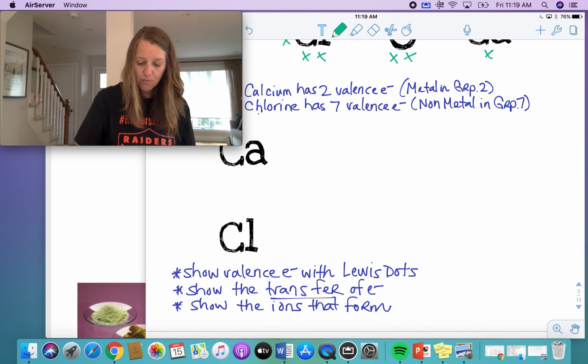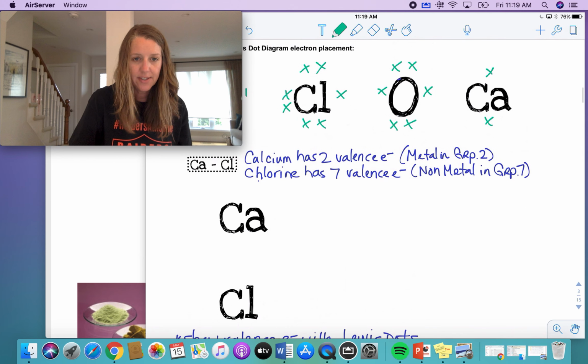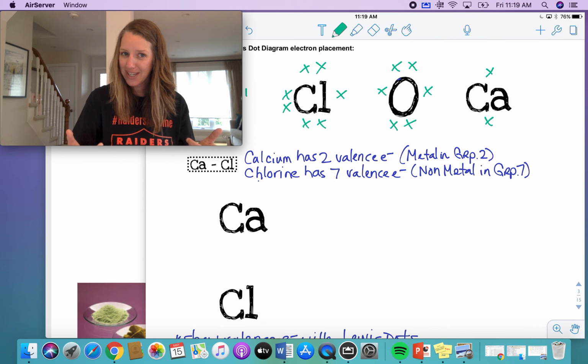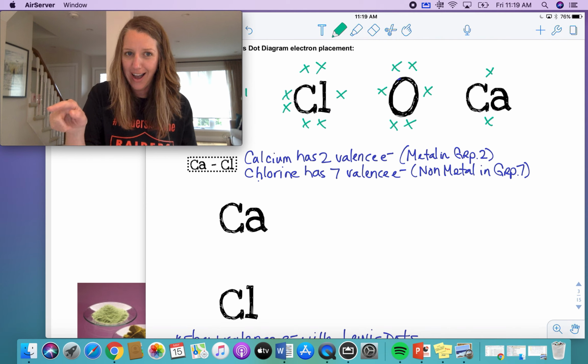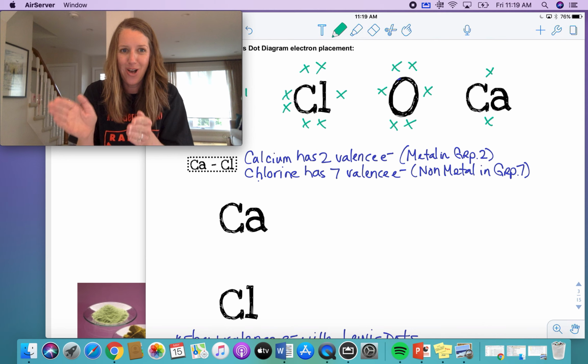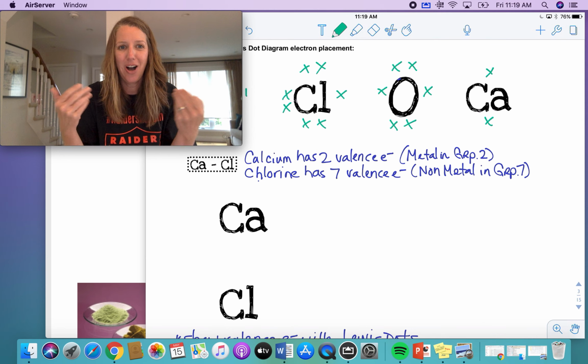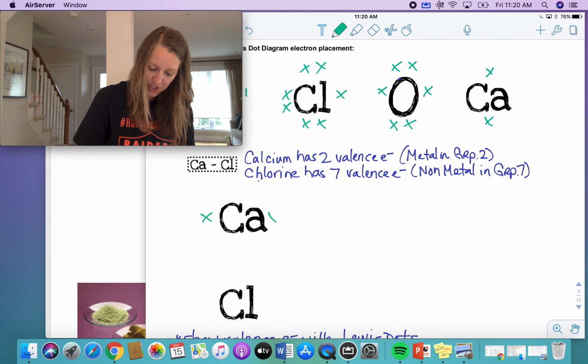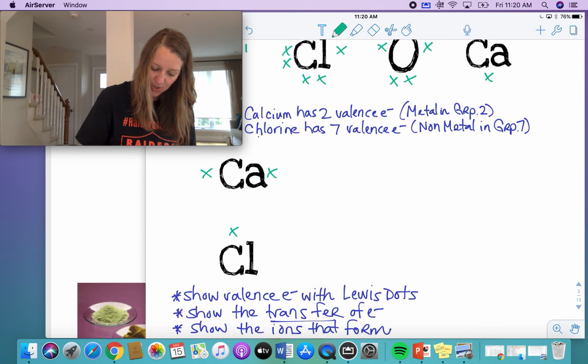So here we go. Let's make a compound that's going to have calcium and chlorine in it. We know it's going to be called calcium chloride because the metal is going to come first. The non-metal, you're just going to change the ending to IDE. So let's do this, speeding it up a little bit. Calcium has 2 valence electrons, 1, 2. Chlorine has 7 valence electrons, 1, 2, 3, 4, 5, 6, and 7, okay?